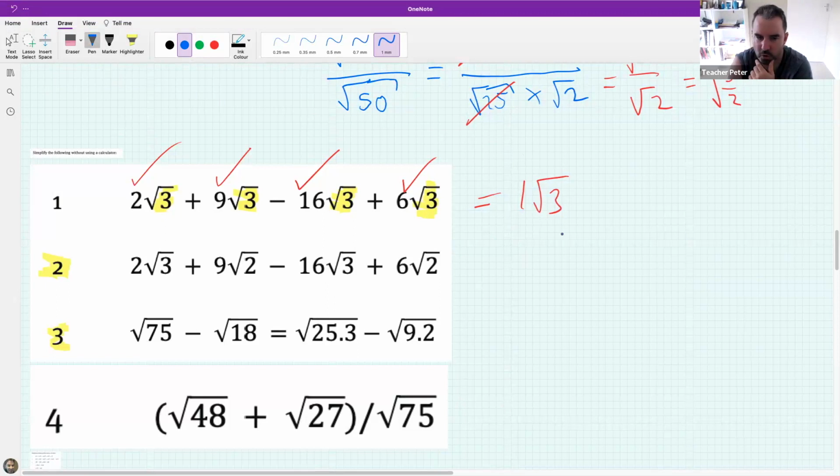Can you repeat how we get the root 3? Okay. If you look at this, you've got 2 root 3s. Now you've got 2 apples, let's say, and then you've got 9 apples. The apples aren't apples, they're root 3s, but so we're up to 11. Then we take away 16 of these things, minus 16 root 3, so we're up to minus 5. And then we add 6. So if you add 6 to that, you get 1. And so you get to 1, but then what are the things you've been adding? They're all root 3s. So that's why it's 1 root 3.